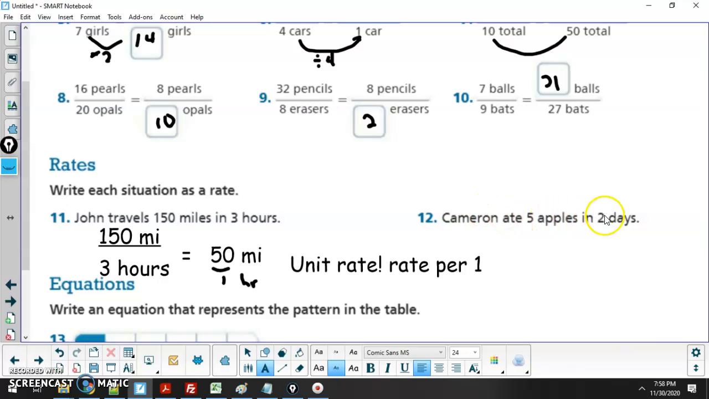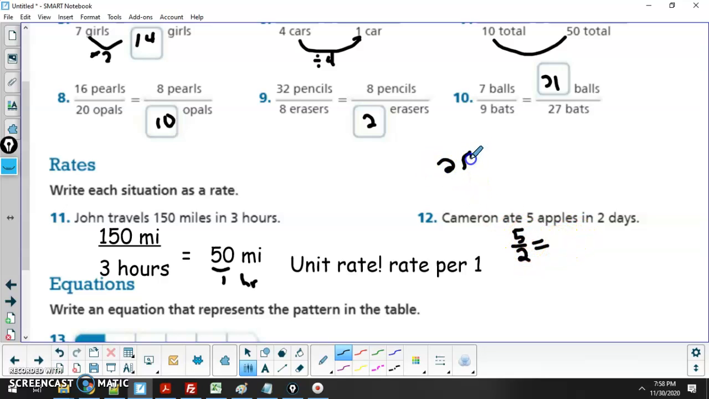Okay, so 5 apples in 2 days. Once again, you can make it into a fraction, 5 to 2. Now you can make this fraction a unit rate by dividing it. So you take 2 into 5. 2 into 5 is 2.5. So it's 2.5 apples. And it's really critical when you're doing this lesson that you put the units on your answers. 2.5 apples per 1 day.